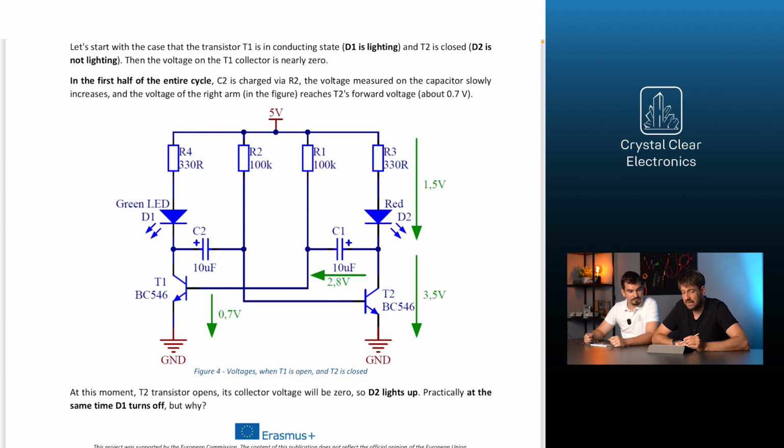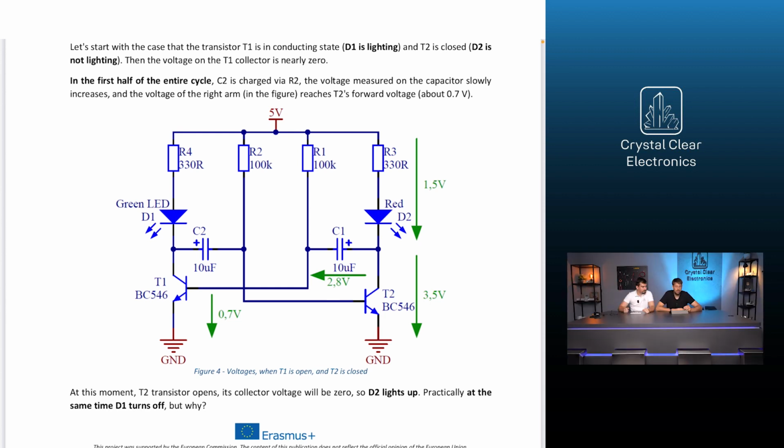At this moment, T2 transistor opens, its collector voltage will be 0, so D2 lights up. Practically at the same time, D1 turns off. But why? To understand, you first need to know that the voltage between the capacitor's arms cannot change instantaneously. Therefore, at the moment of switching, the voltage before switching can be measured on capacitor C1.